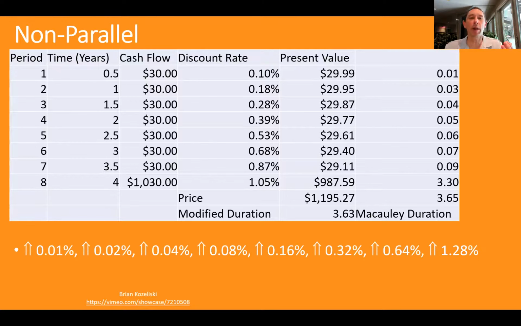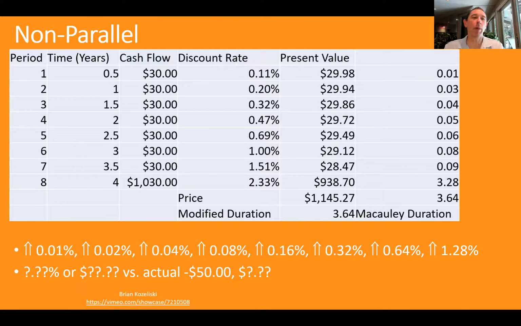I use these particular numbers, if you go down the time periods there. And what happens here? Well, we can't really use modified duration at all anymore. It doesn't tell us anything because it's only valid for parallel shifts in the yield curve. In this particular case, by using these changes, the bond price would decrease by $50.